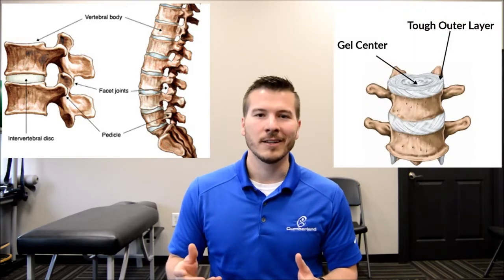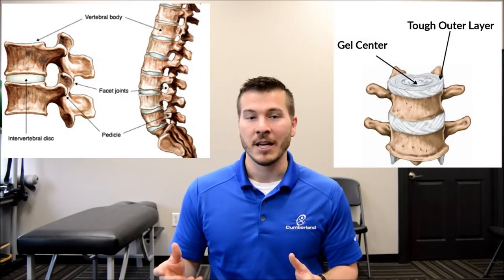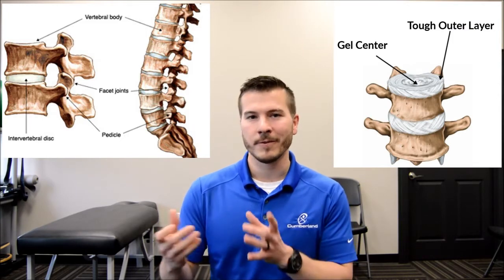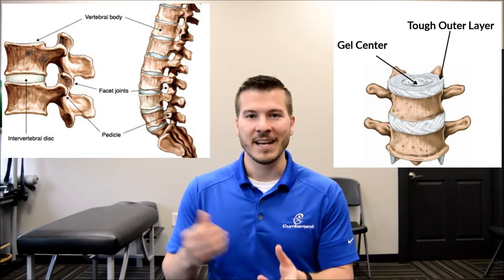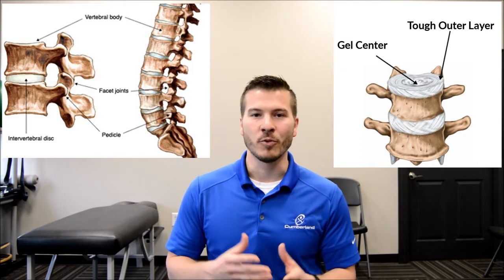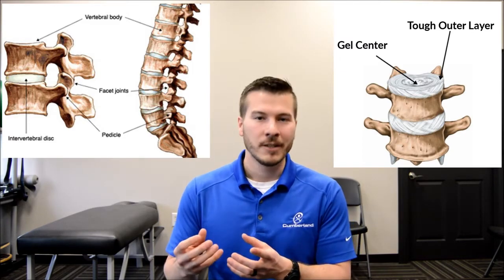So when we talk about disc injuries, we're talking about injuries to the discs that rest in between the bones of our spine. The discs act like a shock absorber or a cushion, and you can think of it a lot like a tire. That's the analogy I typically use. A tire has a hard outer surface that's very tough, but inside it's filled with air. The discs in between our spine are filled with gel, right?